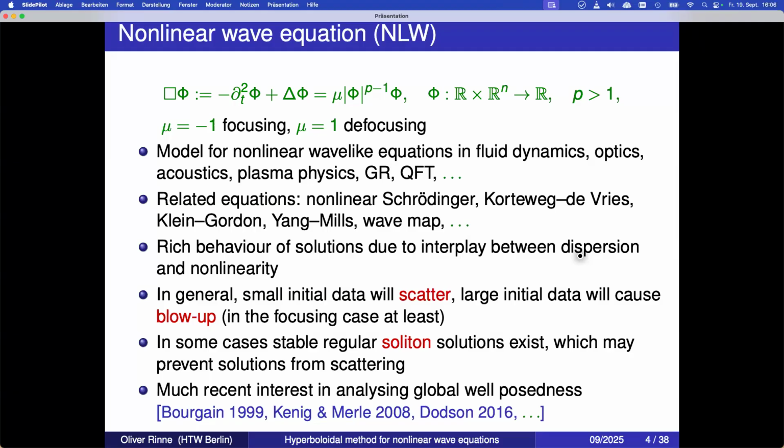In general, if you choose small initial data, these data will scatter, and this means they will eventually approach a solution to the linear wave equation, whereas large initial data will cause blow-up, at least in the focusing case. There are also certain stable soliton solutions in some cases, and these can prevent the solution from scattering. So there's this famous soliton resolution conjecture, which essentially says that at late times, the solution looks like a collection of solitons and radiation.